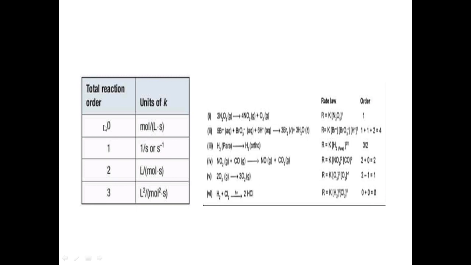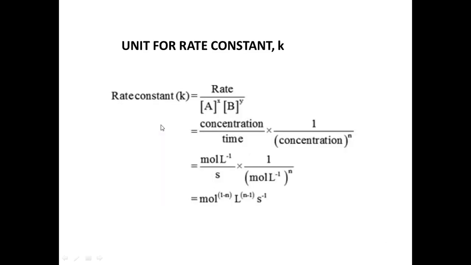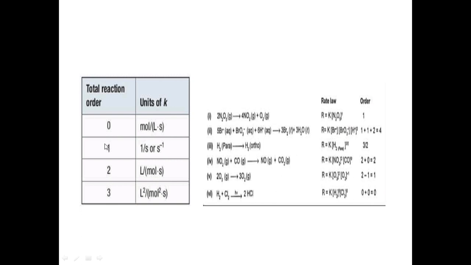For a zeroth order reaction, the unit of K becomes this when you use this formula. For a first order reaction, this becomes the unit of K. For a second order reaction, this becomes the unit of K, and this one too for a third order reaction. Shown here are some chemical equations and how you can express their rate laws with their derived orders. You can go through them to understand.